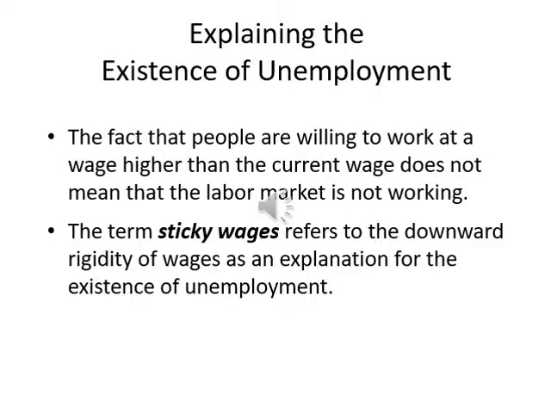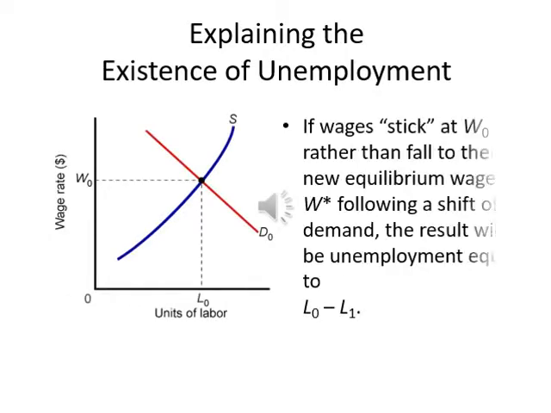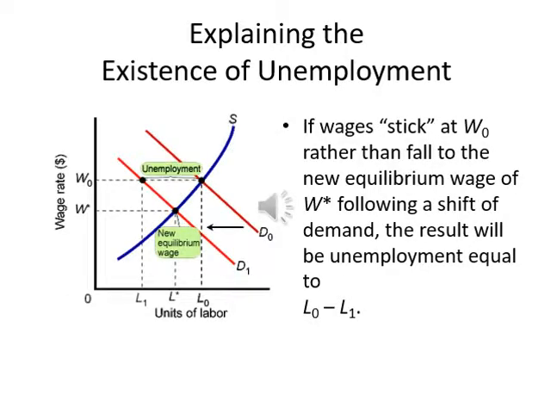Explaining the existence of unemployment. If wages stick at W0 rather than fall to the new equilibrium wage of W* following a shift of demand, the result will be unemployment equal to L0 minus L1.